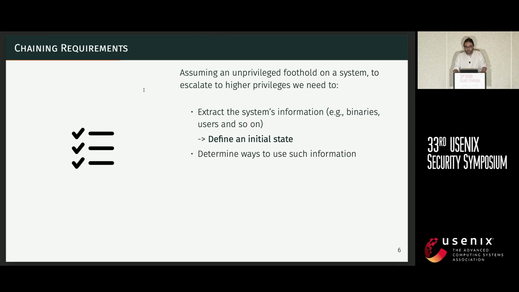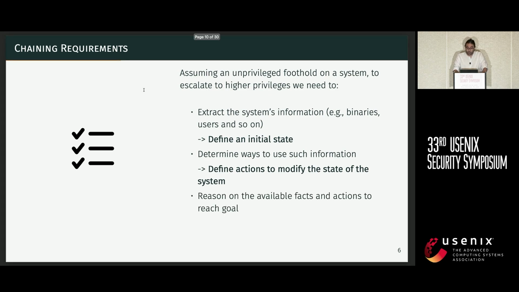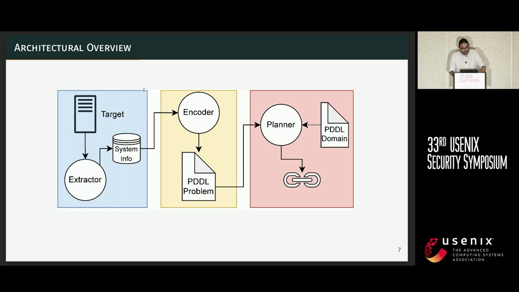Once this is done, we need to determine ways to use this information, and that is defining actions to modify the state of the system to progress with our search. Finally, we have to reason on what we found and the actions to reach our goal. That is, using a planner to find a path to the goal. ChainReactor is split in three components: the extractor, the encoder, and the planner. Let's go step by step.